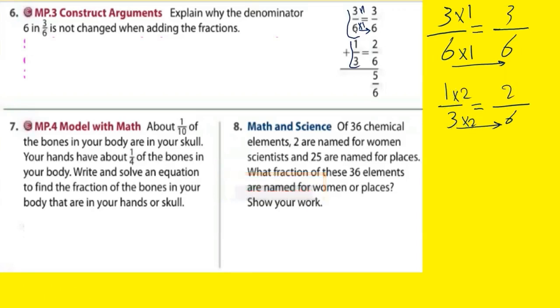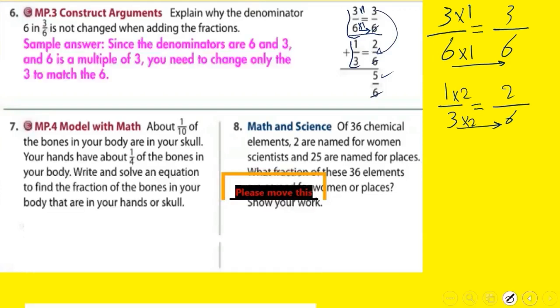So when I add 6 plus 6, we said keep the denominator as it is, equals 6, and the 3 plus 2 will equal 5. The 6 here doesn't change because you multiply both numerator and denominator by 1. Since the denominators are 6 and 3, and 6 is a multiple of 3, you need to change only 3 to match with 6.